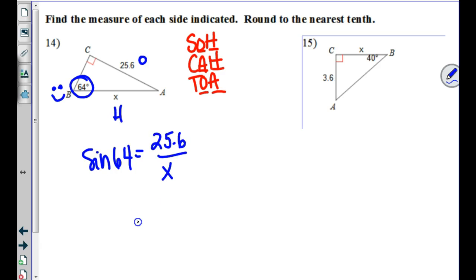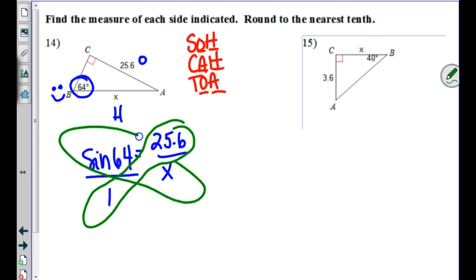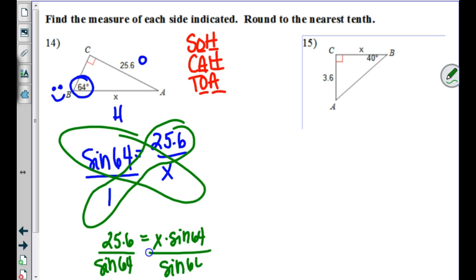Now, how do we solve this? I always put this over 1 and just cross multiply and divide. Does that make sense? So I do 25.6 times 1, which is 25.6, and then I have the sine of 64 times x. So how am I going to solve that? I never even write that stuff down. I just divide. But this is what you need to be typing in your calculator.